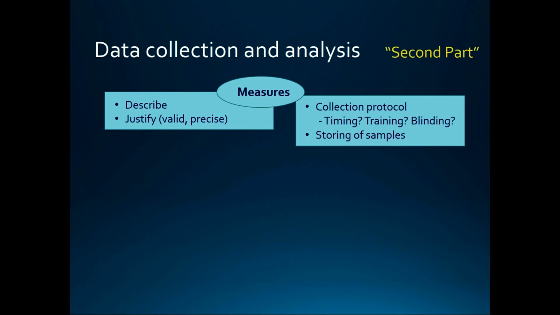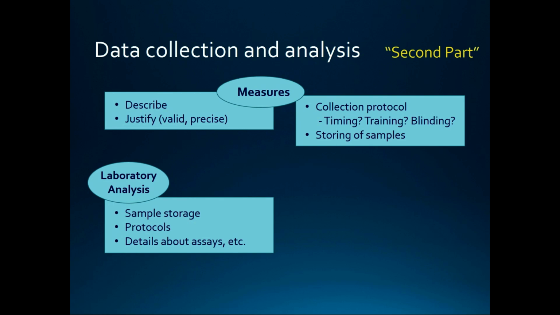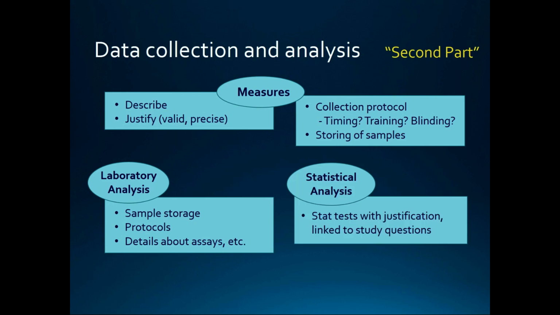The protocol and approach for collecting data are also described here, including the timing, a description of the training that data collectors receive, information on blinding the data collection team if this took place, along with other information like protocol for storing samples, for example. Lab analysis is also described in this part, including sample storage and lab protocols with details about the lab tests performed. And finally, statistical analysis is usually included at the very end, and this section should describe the analysis used to address each research question, and the connection to the research questions should be clear.